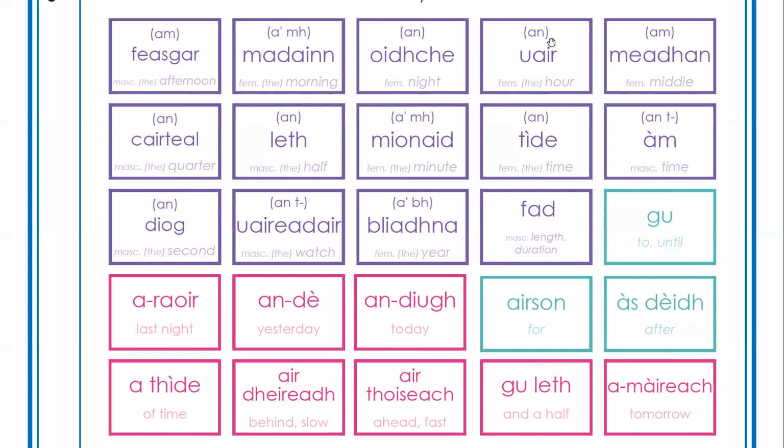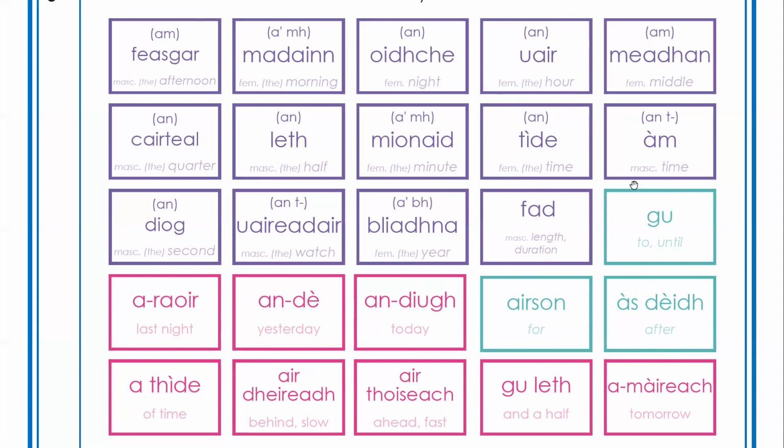Uairidir is a thing that keeps uair. Uairidir, a watch. Bliana, which we probably won't use for this exercise, talking about time, but bliana, year. Fad is how we say length or duration, so fad uair ahige would be for the length of an hour of time. Fad da uair ahige, for the length of two hours of time.